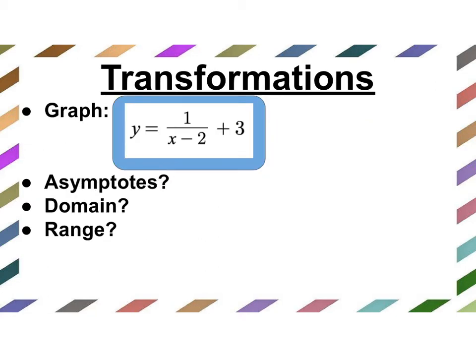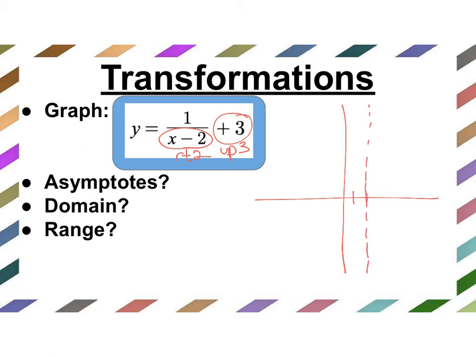So here we have this, and I'm asking you to graph this. So I want to think about my shift. This is going to go to the right 2. This part's going to make it go up 3. I want to start with my asymptotes, because what happens is those shifts become your asymptotes. So I'm going to go to the right 2, and I'm going to have an asymptote at 2, and I'm going to go up 3, and I'm going to have an asymptote at 3.